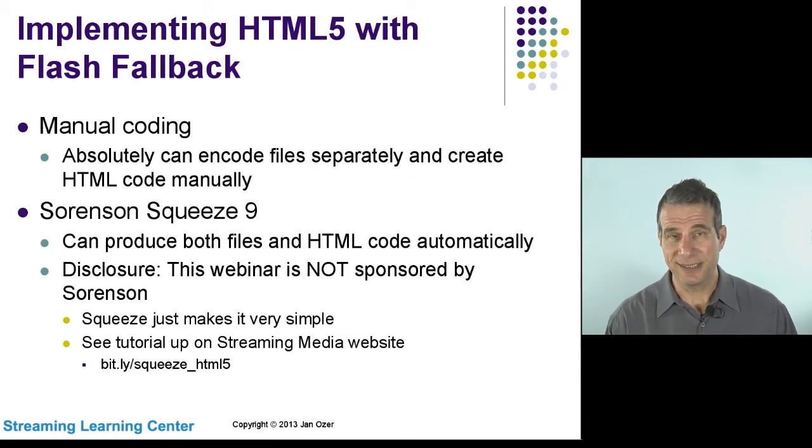Okay, so how do you do this? How do you implement HTML5 with Flash Fallback? You can absolutely hand code the HTML yourself. You can produce the files using command line tools, using any encoder that you'd like, or you can use Sorenson Squeeze 9, which we're going to look at in a second.